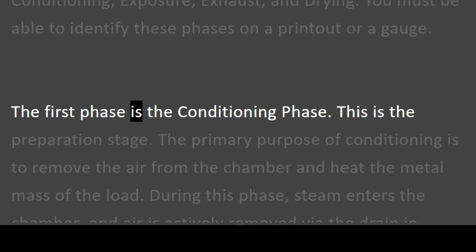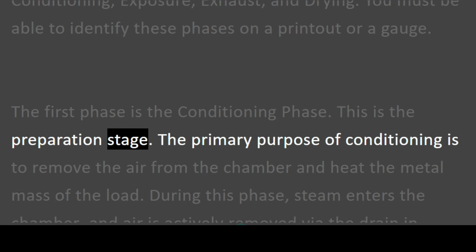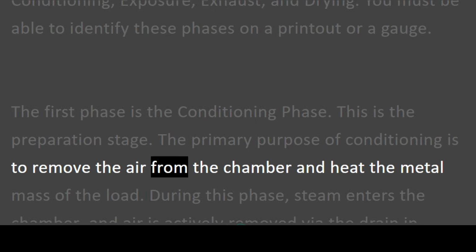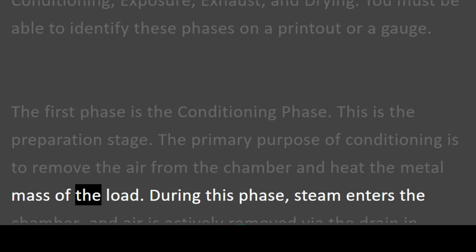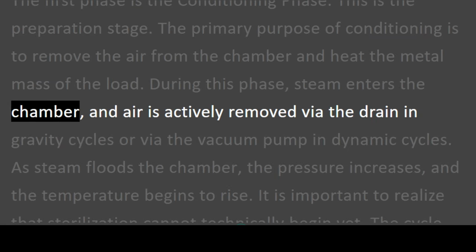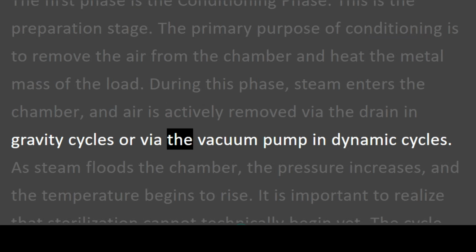The first phase is the conditioning phase. This is the preparation stage. The primary purpose of conditioning is to remove the air from the chamber and heat the metal mass of the load. During this phase, steam enters the chamber, and air is actively removed via the drain in gravity cycles or via the vacuum pump in dynamic cycles.